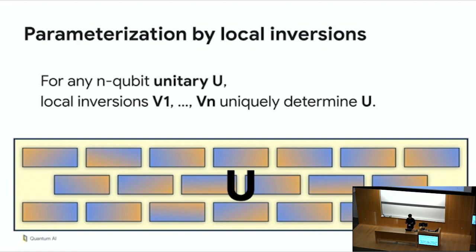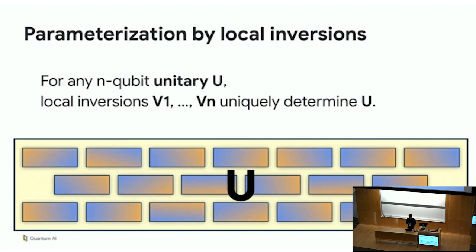So this lemma holds for any unitary. It doesn't have to be a shallow quantum circuit. It could be a very deep quantum circuit, an arbitrary unitary. This always holds. Note that a priori, this is not necessarily true. For example, if we consider an n-qubit state rho, then the local reduced density matrices, rho 1 through rho n, will not uniquely determine rho itself. However, one can prove that local inversions actually uniquely determine U.